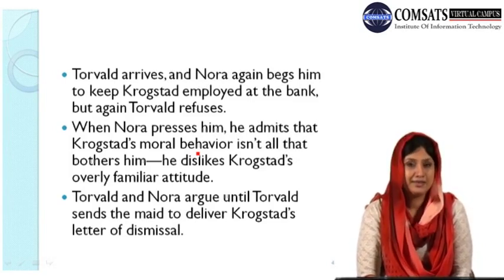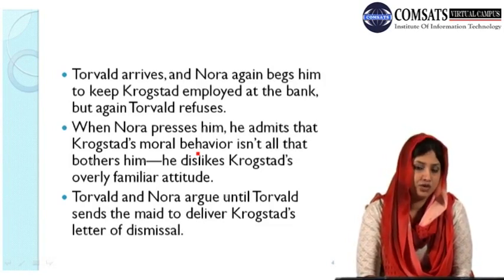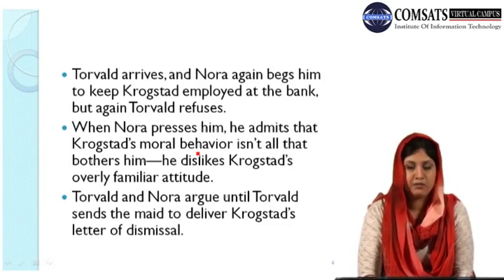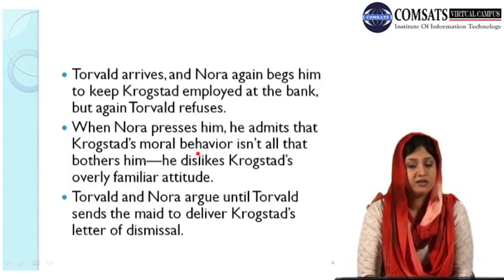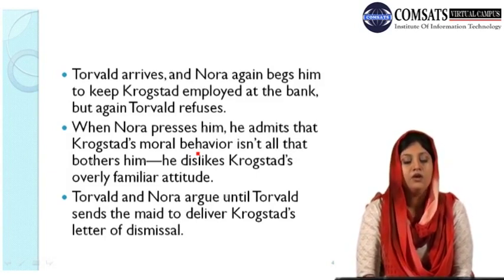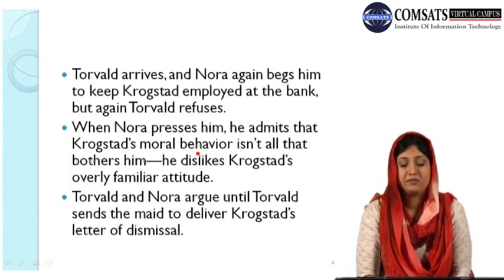So it's a kind of dislike, a certain attitude that he keeps towards Krogstad. Why is it? We'll understand it while we go through certain situations. And now you must have done your readings too. You'll be in a better position to understand what is happening in the play. Torvald and Nora argue until Torvald sends the maid to deliver Krogstad's letter of dismissal.